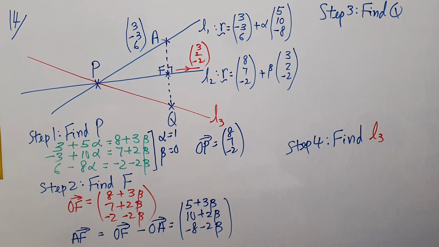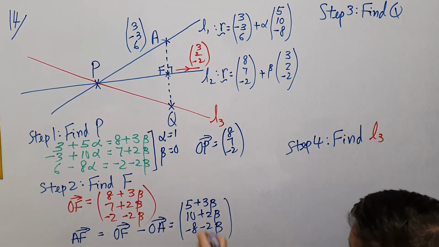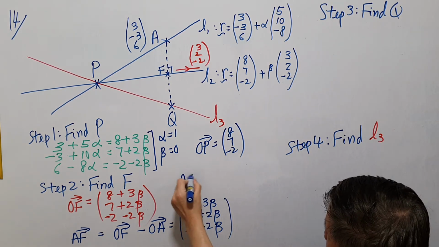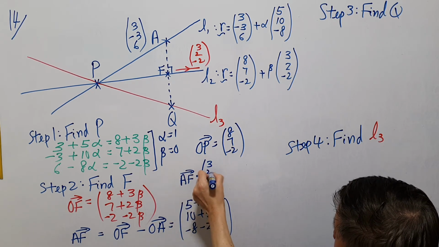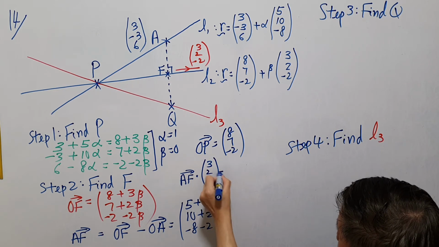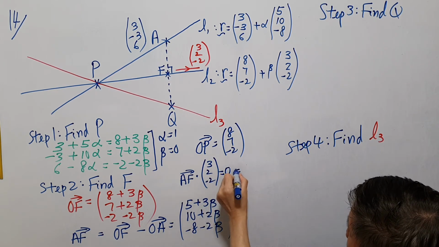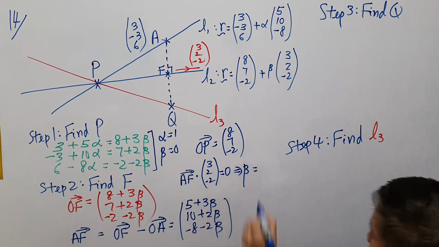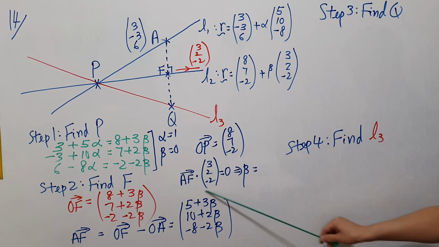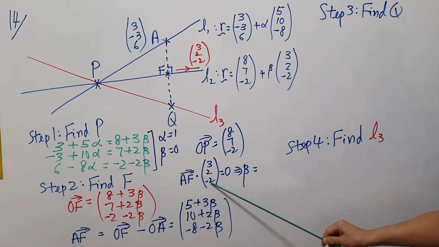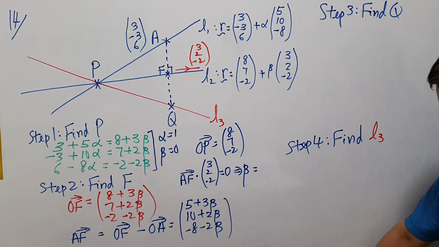So what I'm going to do is take AF dot with 3, 2, minus 2 and equate to 0. And then I want to find my beta. So you take this entire vector dot with 3, 2, minus 2 equal to 0 and you solve for your beta.